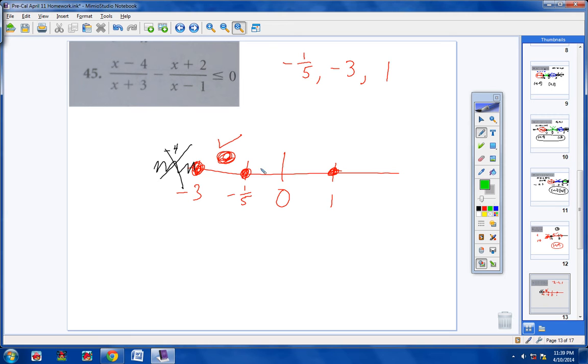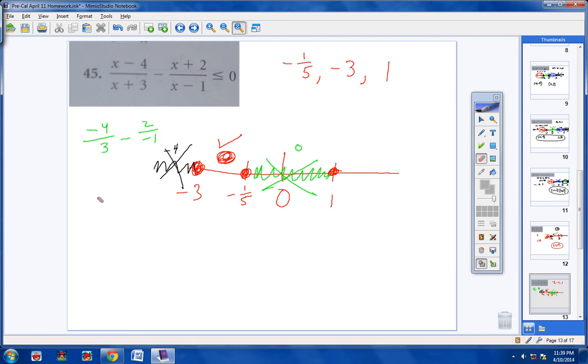All right. Now let's try this section between negative 1/5 and 1. Let's test the number 0. 0 minus 4 is negative 4. 0 plus 3 is 3. 0 plus 2 is 2. 0 minus 1 is negative 1. So we have a negative fraction minus a negative fraction. So negative 4/3 plus 2 over 1, which would really be a positive 2/3. And a positive 2/3 is not less than 0, so this section here does not work.